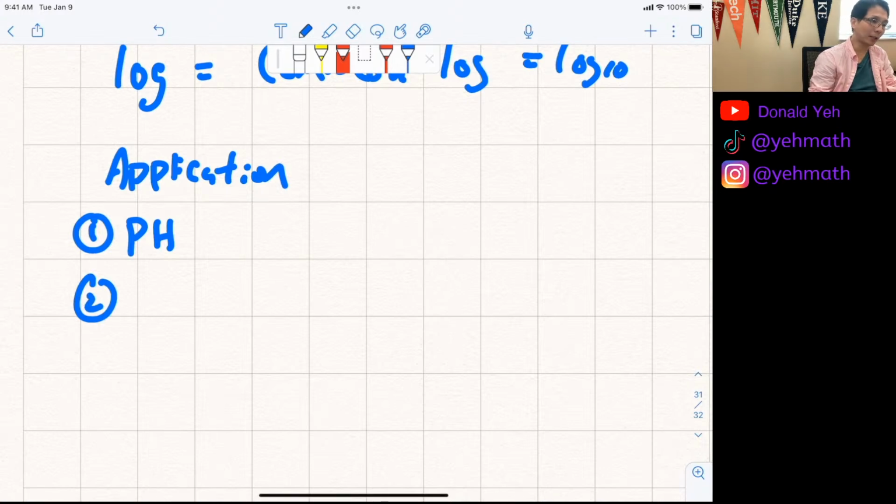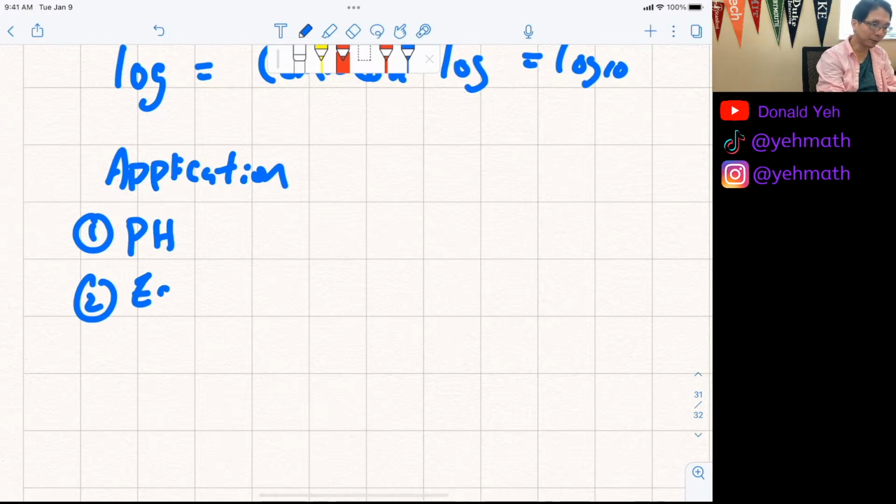pH. pH is actually the main application for chemistry. Now, there are a lot of math applications as well, but the main industrial application is going to be pH.